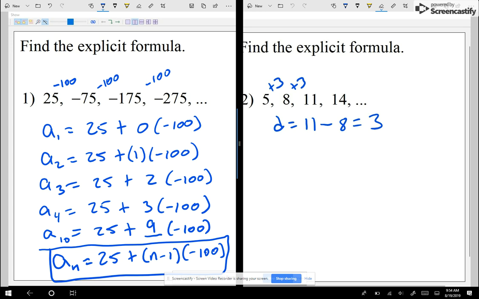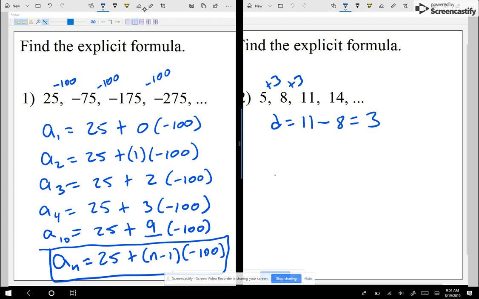So looking at question number 2, my explicit formula is going to be a sub n. What's the first thing that I write on a sub n? Equals 5, because that's my initial number, plus, what do I write then? n minus 1, and then 3. Because my difference on question number 2 is 3, right?